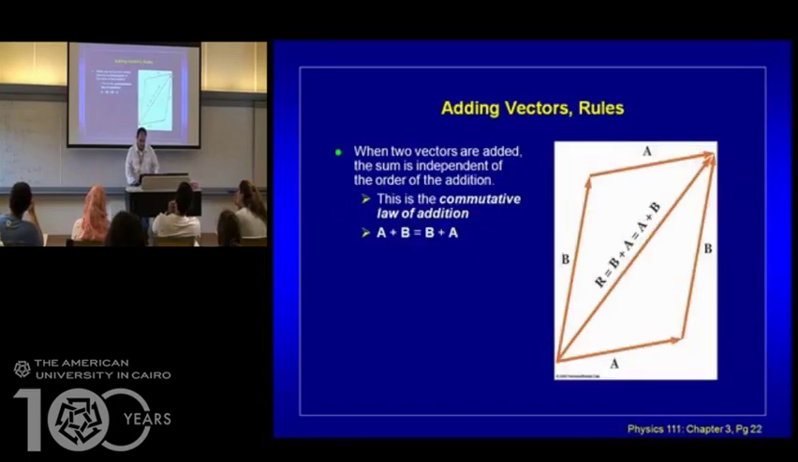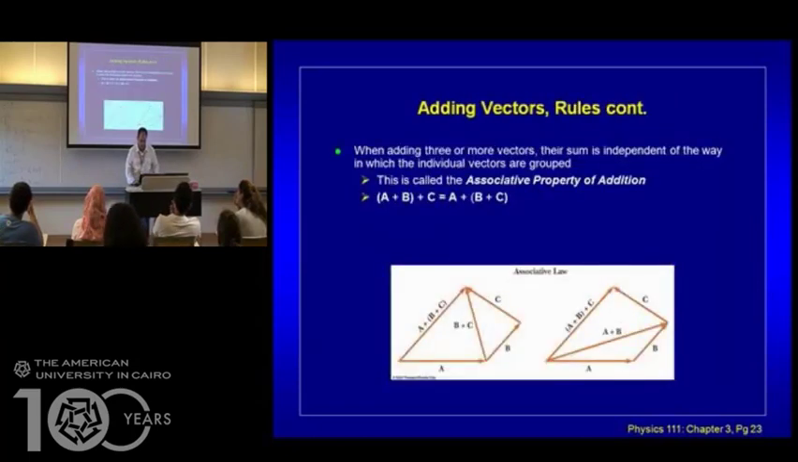We said that A plus B is equal to B plus A. And if you have three vectors and you add them together, if you associate A plus B together, and then the resultant of that you add to C, it's exactly the same as if you add B and C together, and then the resultant of that you add to A. You get exactly the same answer again.